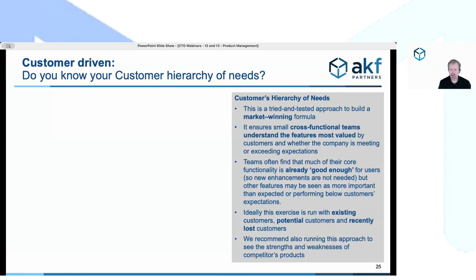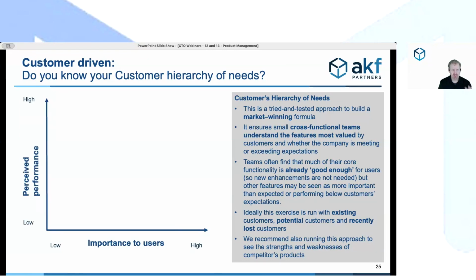All right, the next topic we're going to cover is the hierarchy of needs. It's just a simple graph of, as you think of features, what's important to users and what their perceived importance is. Internally, you want to strike the right balance of items that are just good enough for the customer. What we've seen is some of our customers will spend a lot of time on things that they think are very important, but are not that important to the customer, or they miss some really obvious low-hanging fruit.